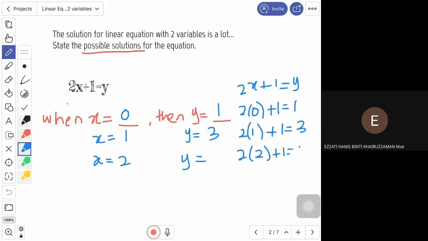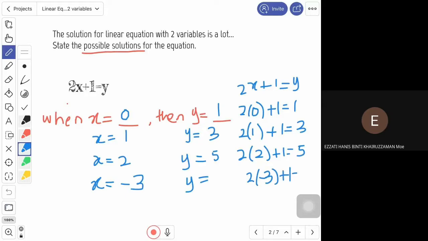Kalau dah tak nak nombor ni, nak cuba pula nombor lain. Nombor negatif. Nak bagi besar sikit kan? Ataupun nak bagi lain daripada yang lain. You want to try with negative 3. Also can. When x equals to negative 3, substitute 2 multiply negative 3 plus 1.